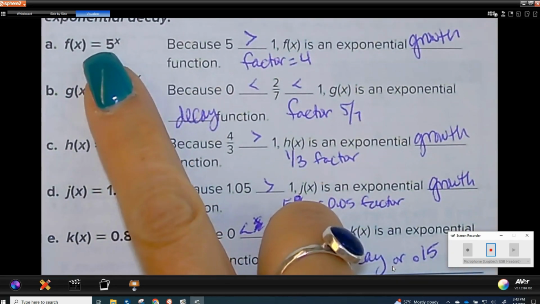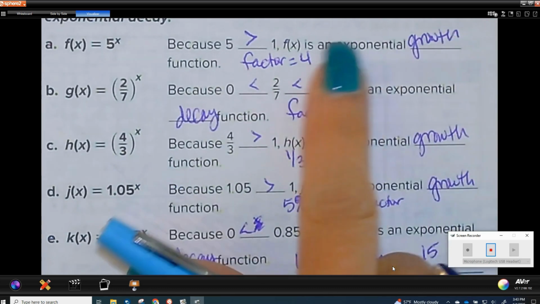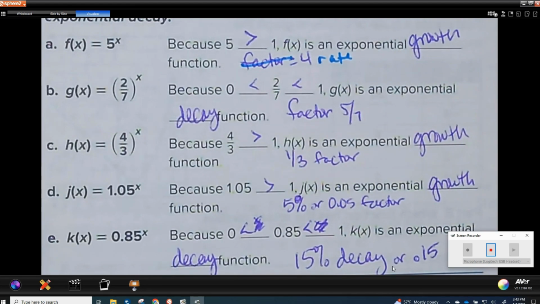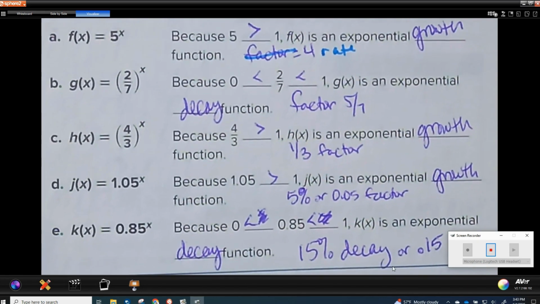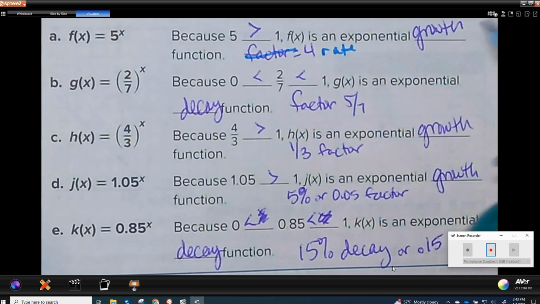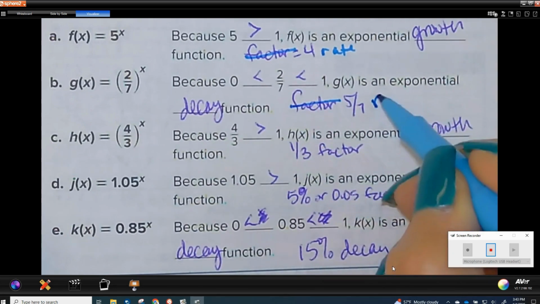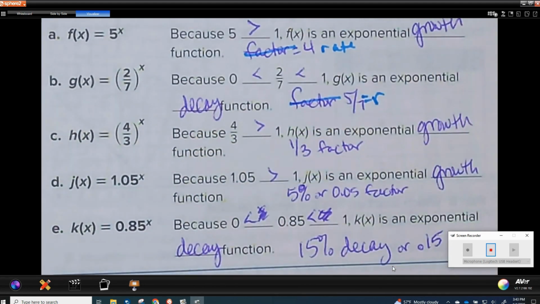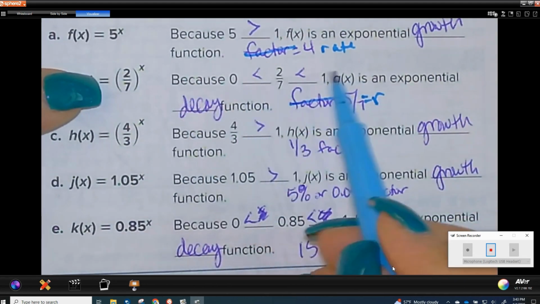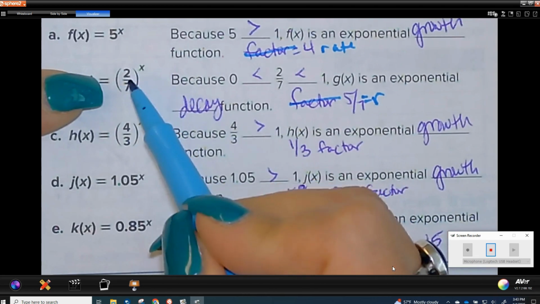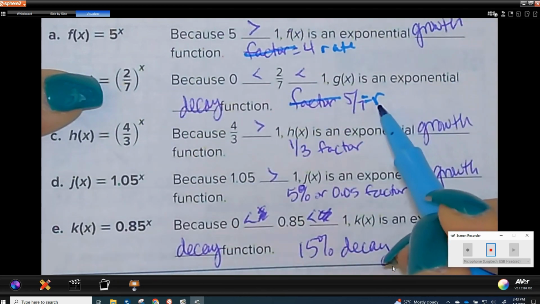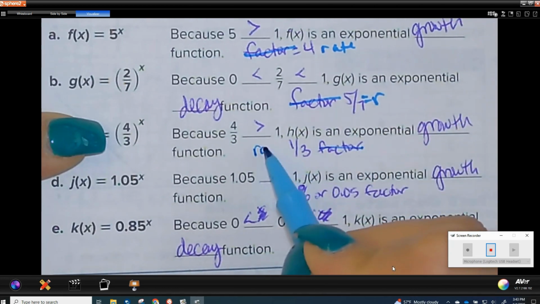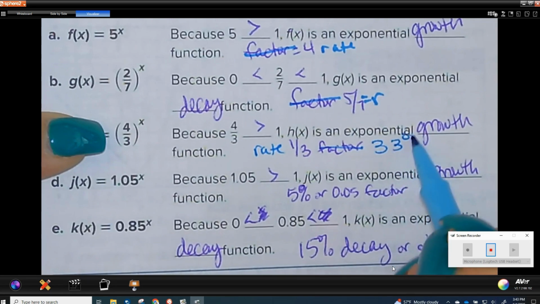5 is growth because it's greater than 1. Our rate is growth by 400%. Sorry, a couple classes I was wrong with these between factor and rate. Our rate is 5/7. This is decay because it's less than 1. Of course, we can't have a negative base for exponential, so it's just between 0 and 1. So to get to 1 is 5/7, so that's my rate. 4/3 is more than 1. It's 1/3 rate. 1/3 rate is about 33%.